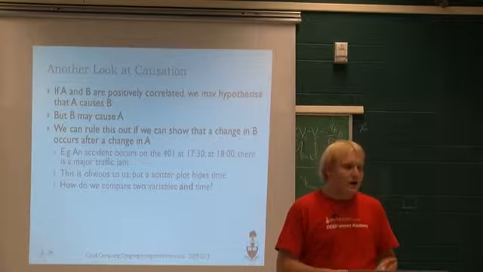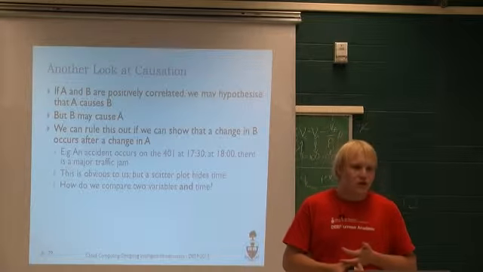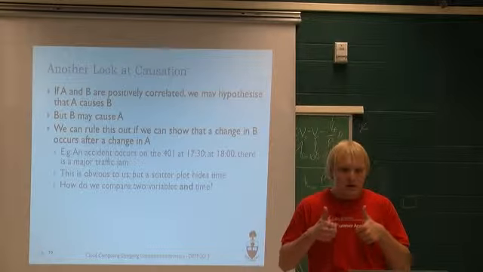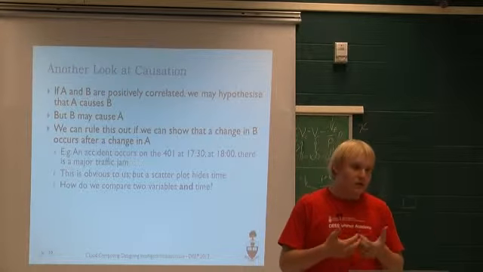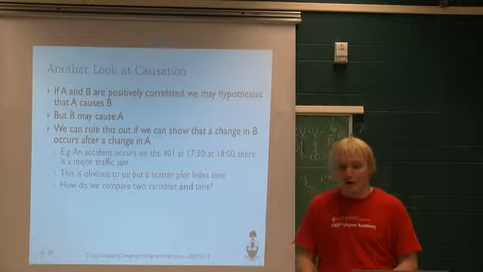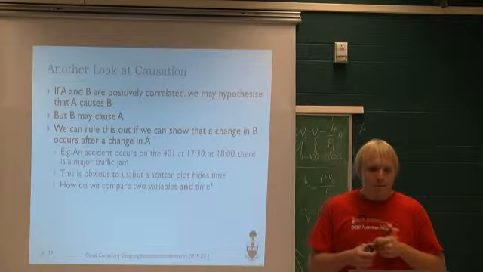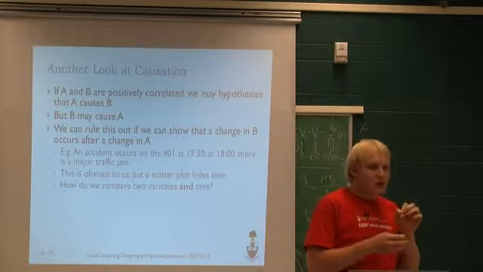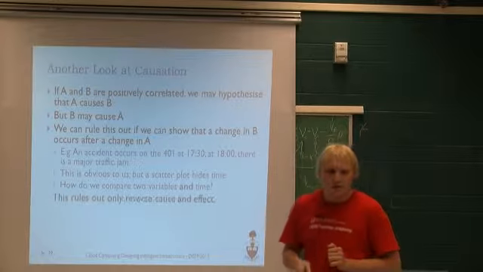But a scatter plot hides that time variable. A scatter plot just shows that around that time, the frequency of accidents and the frequency of that traffic jam, or of bad traffic caused by the jam, went up. So how do we compare two variables and time? That's a topic that we'll come back to in just a second.